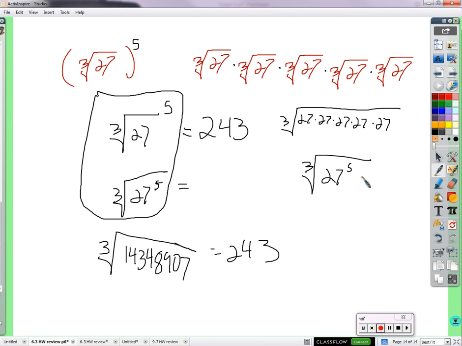So we did it that way, right? And the number was 243 both ways. We did it this way. We showed that we could multiply the insides together like that. It's all the same thing.